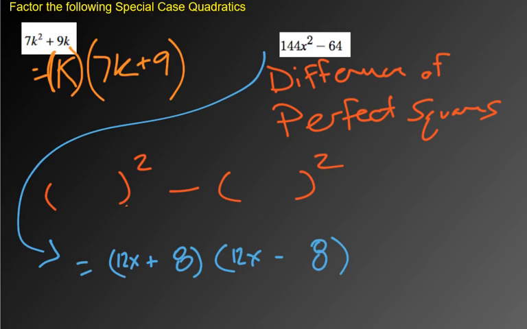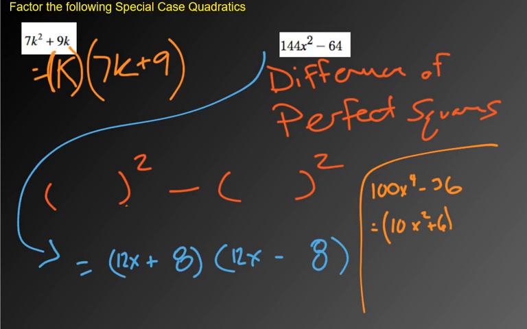And that always works. Like, I can just make up another one really quick. Let's say you had 100x to the fourth minus 36. So that's a difference of perfect squares. You could do 10x squared plus 6 times 10x squared minus 6. And you'll see these, the PSATs, SATs, those kind of things love these difference of perfect squares. They show up a ton on there.